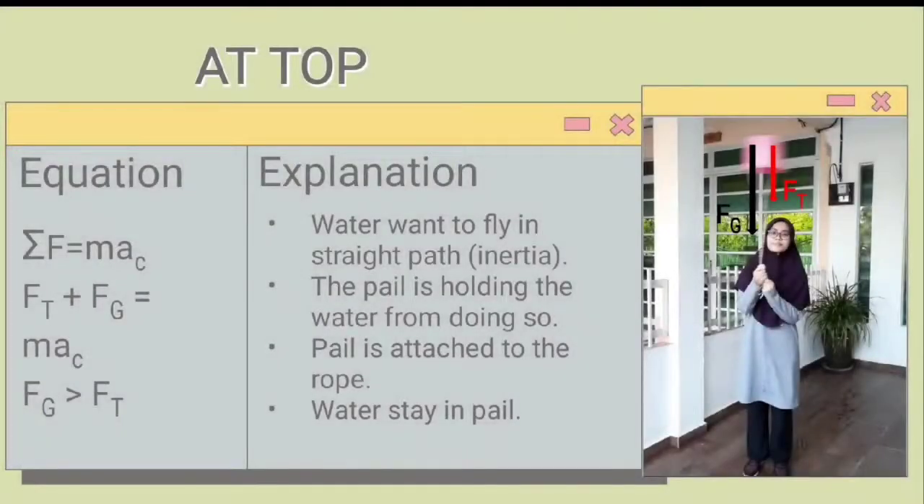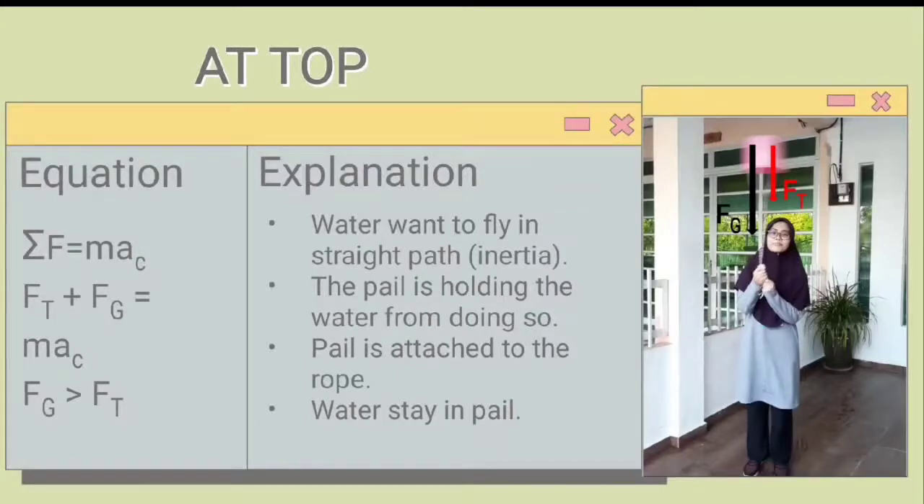Next, I will explain when the pail is at the top position, which means the maximum point. First, the equation we can use at this position is the summation of F equals m a_c, which is centripetal acceleration. So the summation of F is tension plus gravitational force equals m a_c, the centripetal force. At the top position, the tension is the lowest, so the gravitational force becomes higher than the tension.